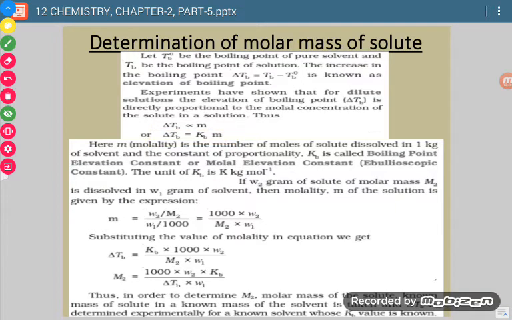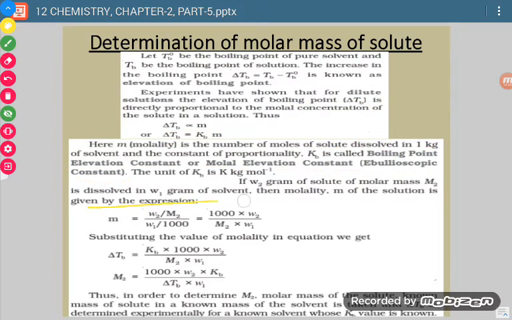Here sometimes we are asked, what is Kb? A one mark question comes, define molal elevation constant or ebullioscopic constant. Now see, in this relation, if we take molality equal to 1, then delta Tb will be equal to Kb. So from this relation we can define this. We will say molal elevation constant is equal to elevation in boiling point for 1 molal solution. Okay, so this way we can define it.